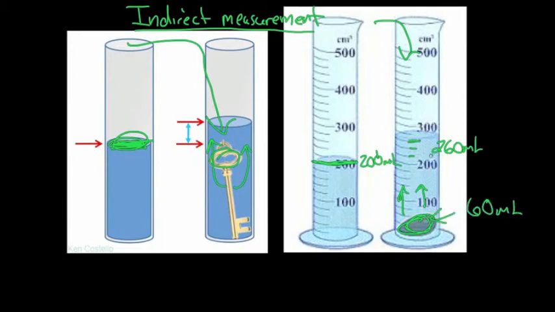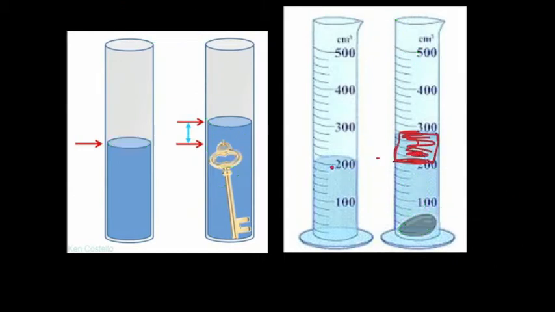The way we calculate that is we record the final volume in the graduated cylinder and we subtract the initial volume in the graduated cylinder. So it'd be 260 milliliters minus 200 milliliters, and that gives us a volume of 60 milliliters for the rock. So we are measuring that indirectly. We're not actually measuring the object itself. We're actually measuring the displacement of the water. All of this water was displaced. As you can see here, the same thing. All of this water was displaced.